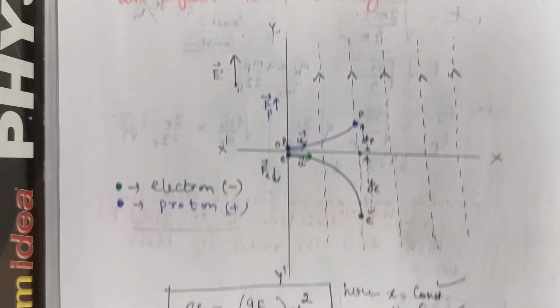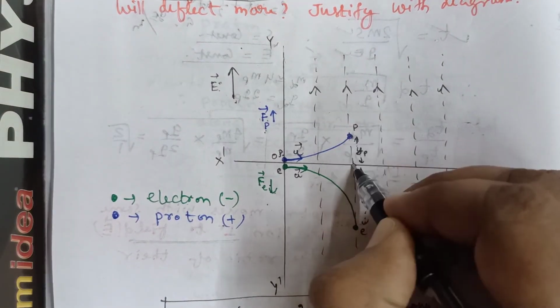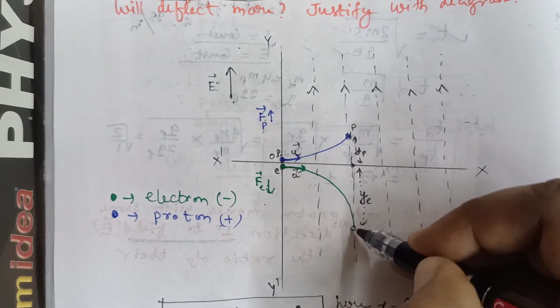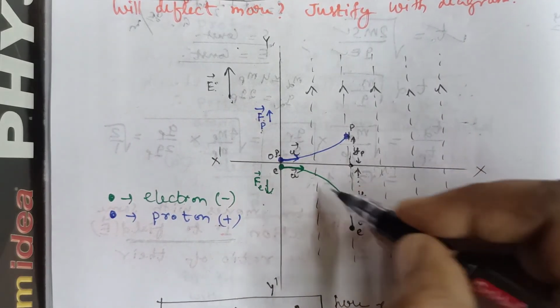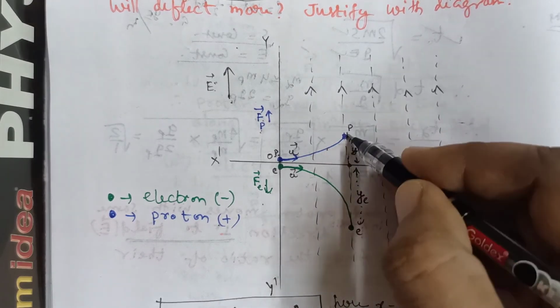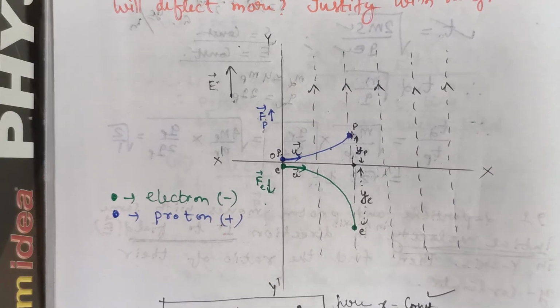Then you see the diagram. For the same x coordinate, the proton covers this amount of vertical displacement, but the electron covers the maximum displacement. Because the electron is a light particle and the proton is a heavy particle, the heavy particle deflects less. The light particle deflects more because y is proportional to 1 by m.